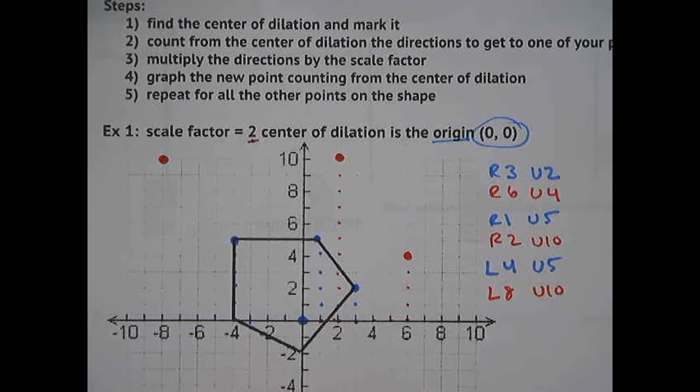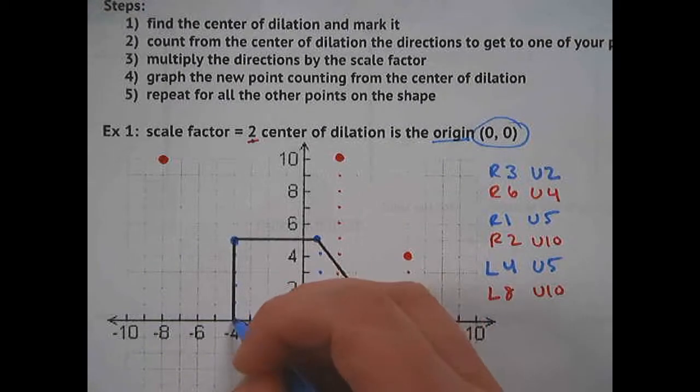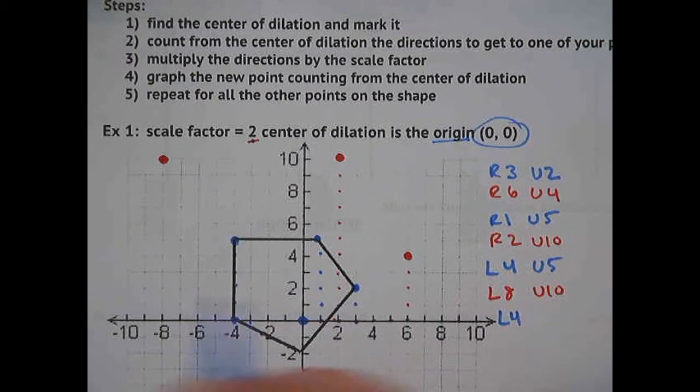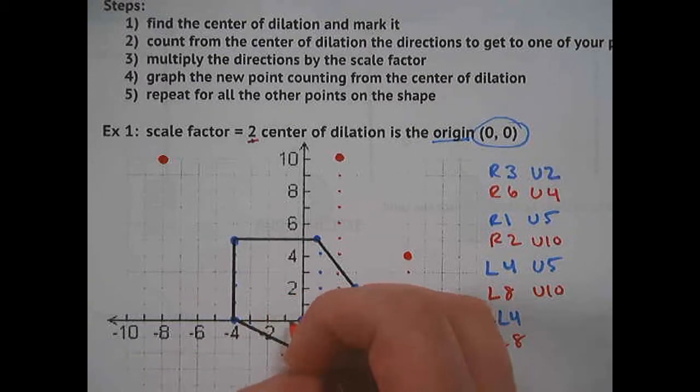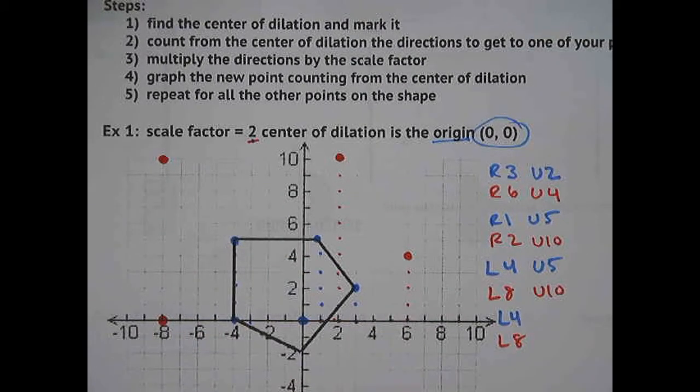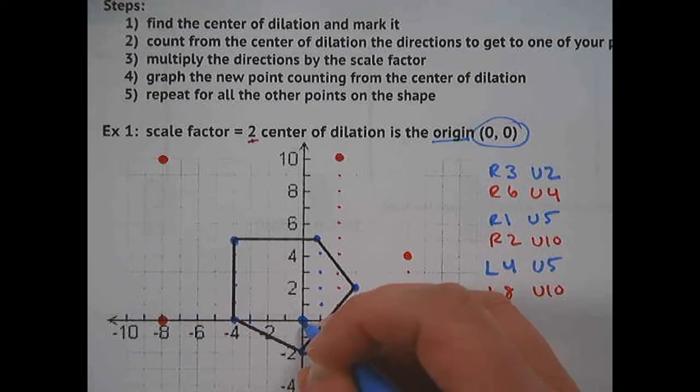Alright. For my next point, we just have to go left 4. That's all. We don't have to go up or down. So then instead of going left 4, I'll just go left 8. Then for my last point, I don't have to go left or right for this point. I just have to go down.